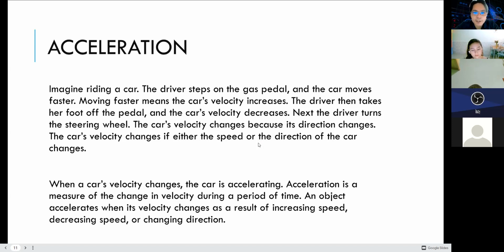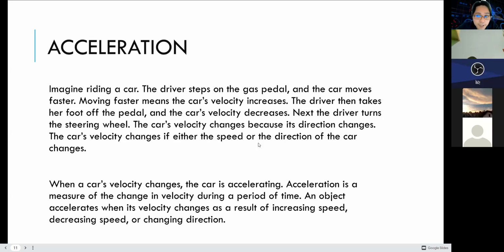So let's take a look at acceleration first. Imagine riding a car, the driver steps on the gas pedal, and the car moves faster. Moving faster means the car's velocity increases. The driver then takes her or his foot off the pedal and the car's velocity decreases. The driver turns the steering wheel, the car's velocity changes its direction.